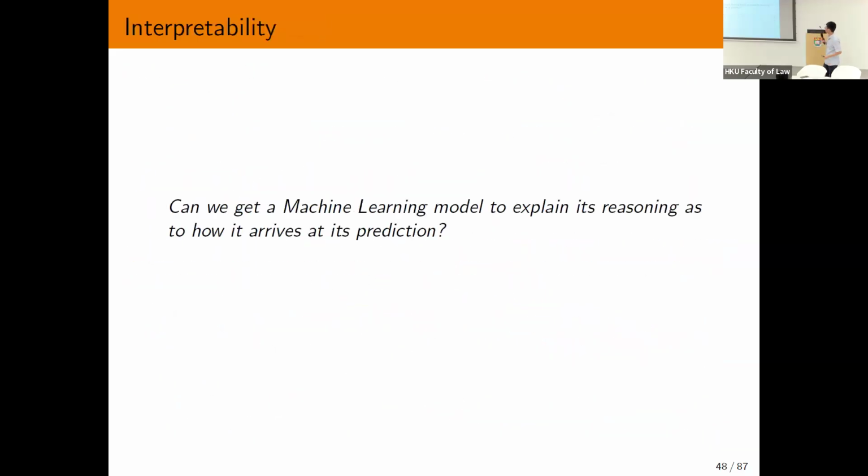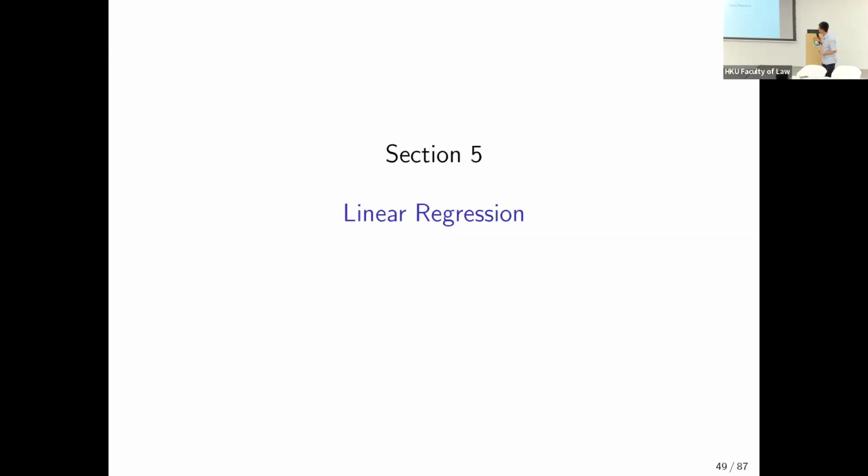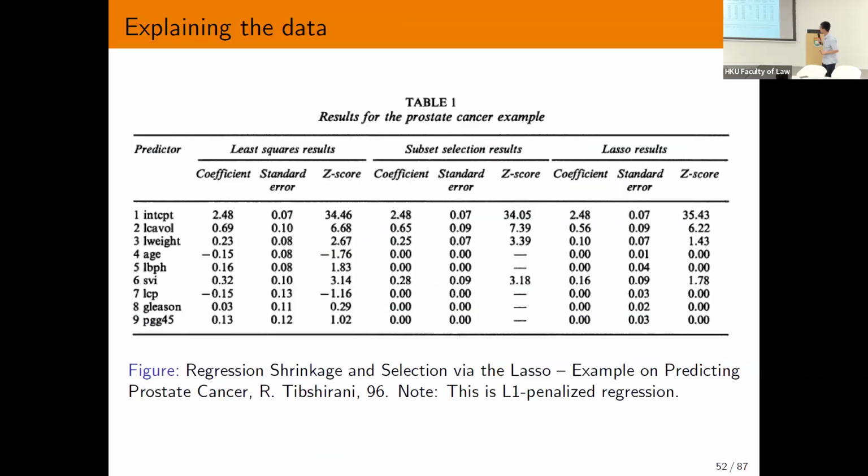Yeah, so how can we get a machine learning model to explain its reasoning as to how it arrives at its predictions? Yeah, this is difficult. I have no idea how to do this. So I'm going to give you, to end this workshop, a couple of examples of how people do this. I'm going to skip all this bit here. This is linear regression, the things that you would know.